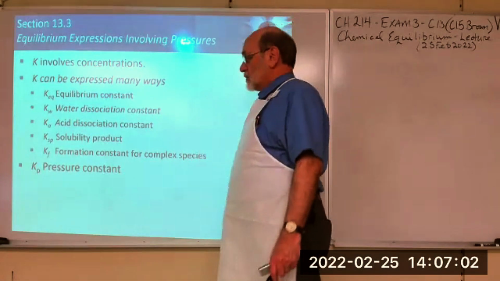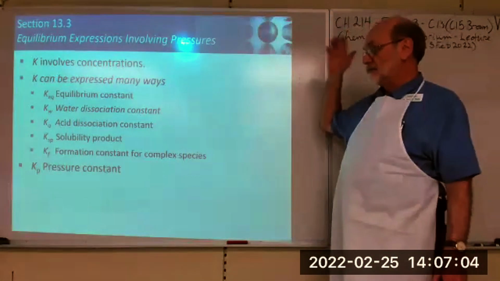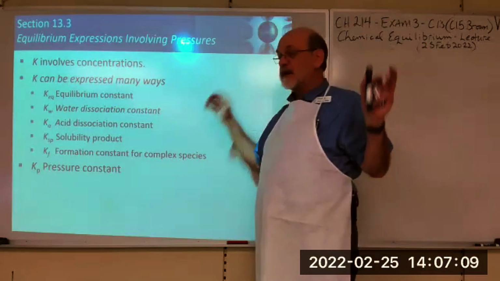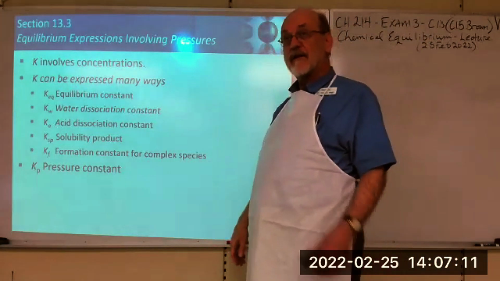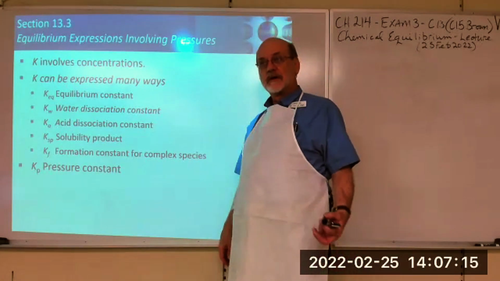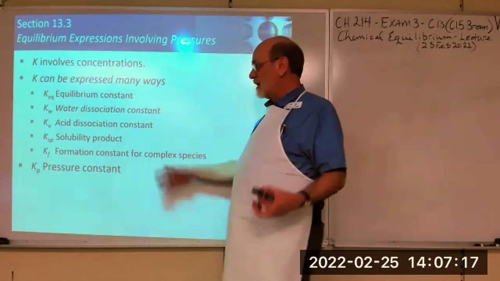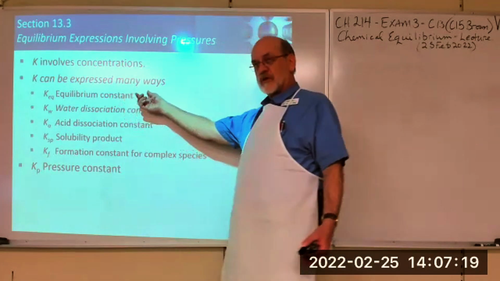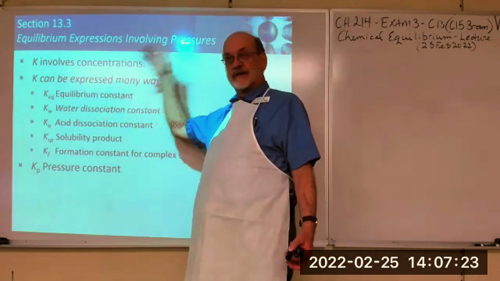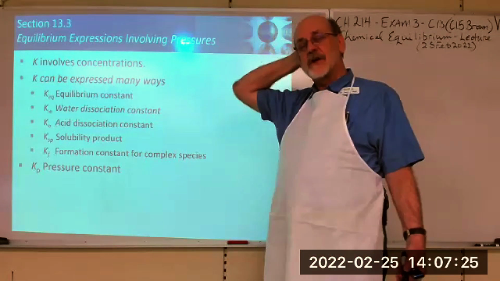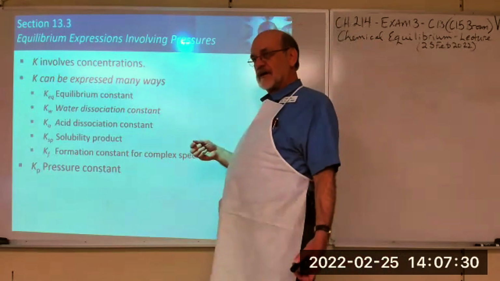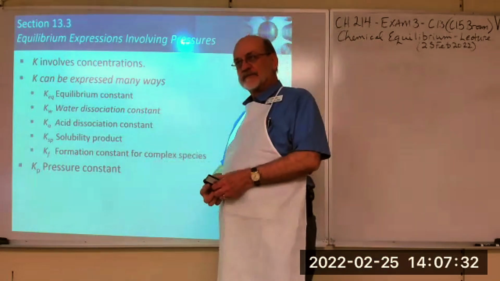Now, these values associated with a constant could be almost anything. They could be very large numbers. They could be very small numbers, which is an indication of whether the reaction wants to go largely to the right or wants to stay on the left. So the size of that K value gives you some indication as to which side the reaction prefers.